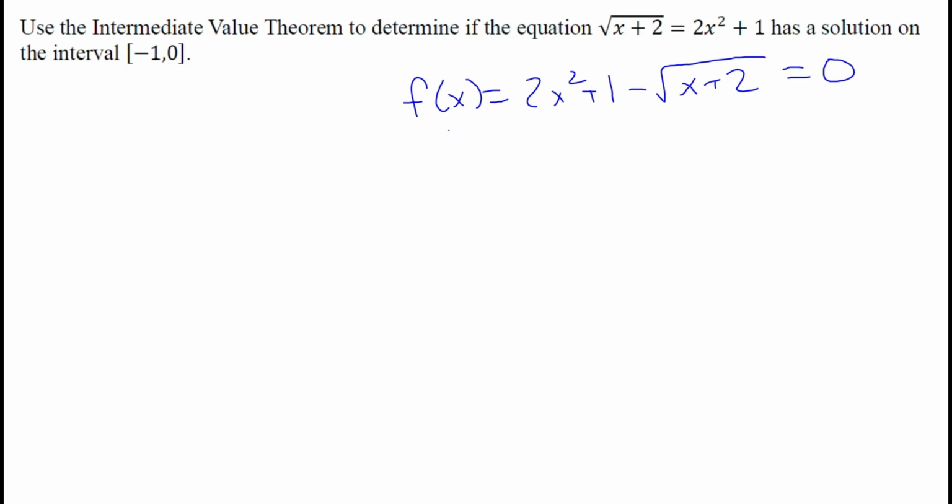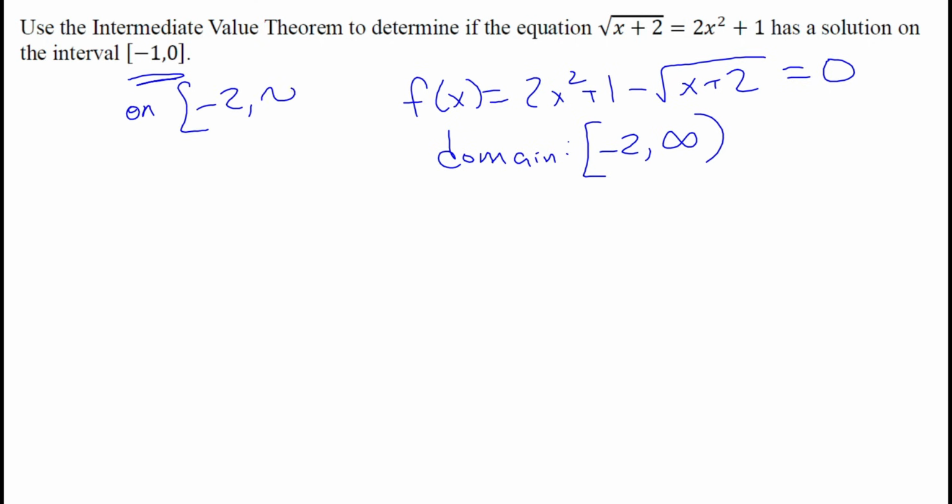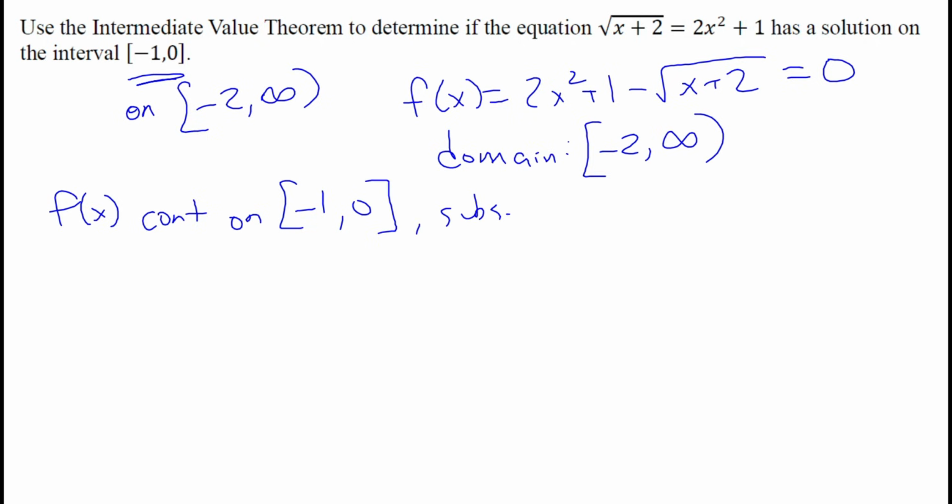And so this is continuous on its domain. Its domain is -2 to infinity. And since -1 to 0 is on -2 to infinity, we can say that f of x is continuous on -1 to 0, which is a subset of its domain of -2 to infinity. Then we'll just evaluate f of -1.